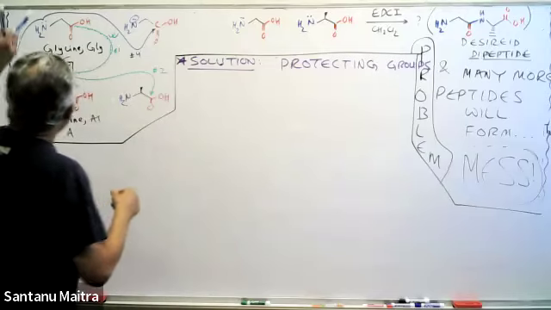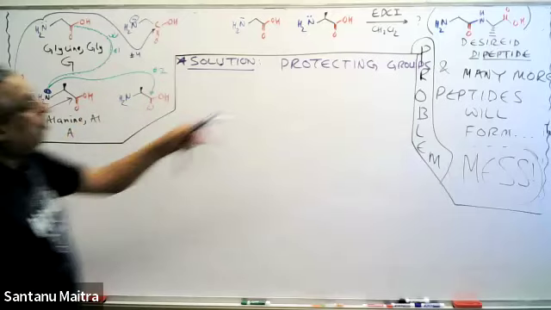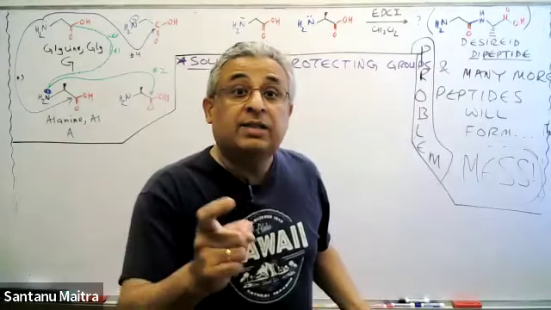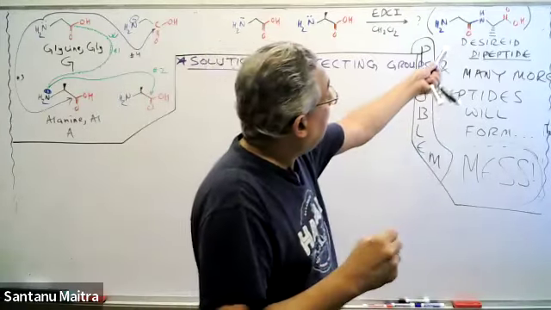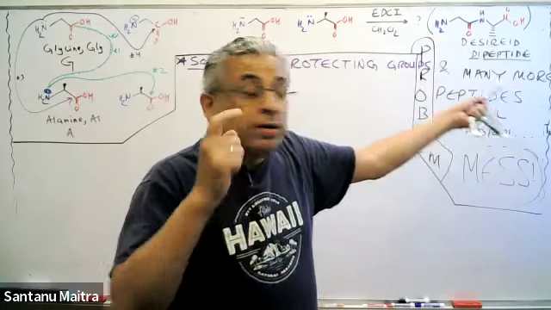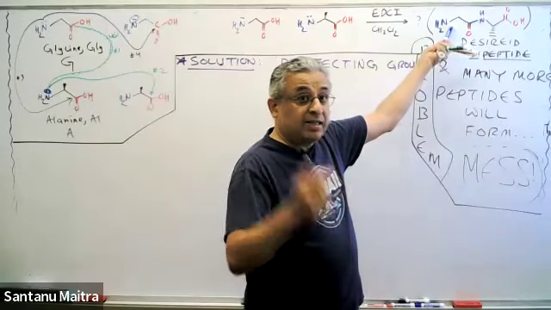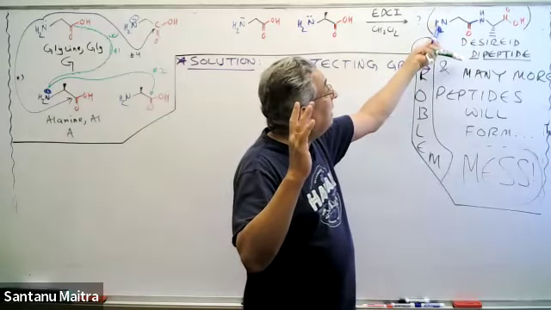So in this case, we want this guy, right? You want the carboxylic acid of glycine to be reactive, and you want the amine of alanine to be reactive. But you don't want the amine of glycine to react. You want to protect that, okay?